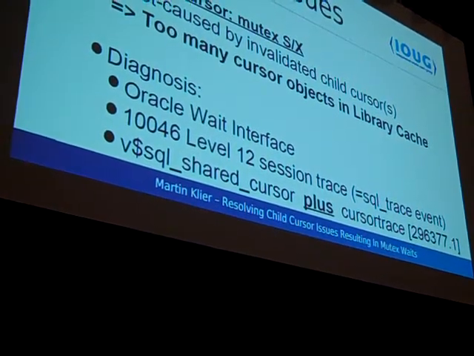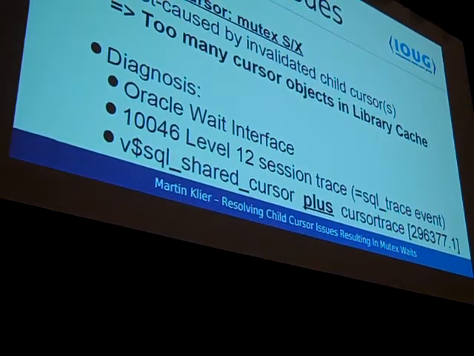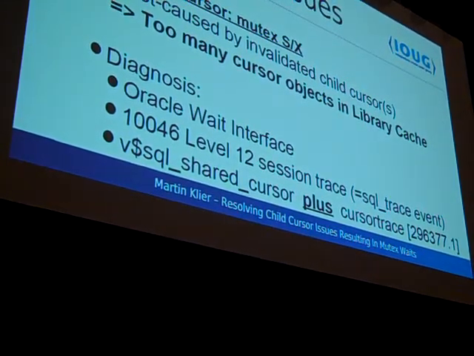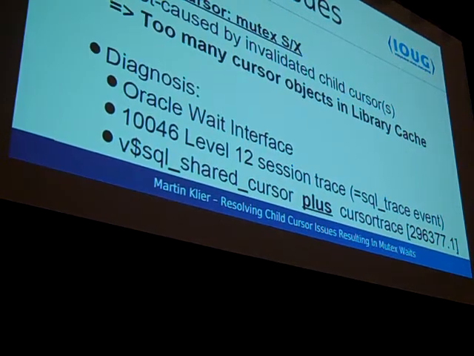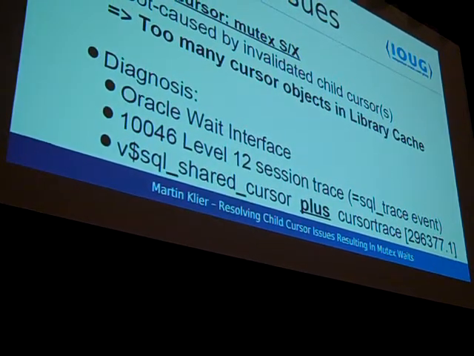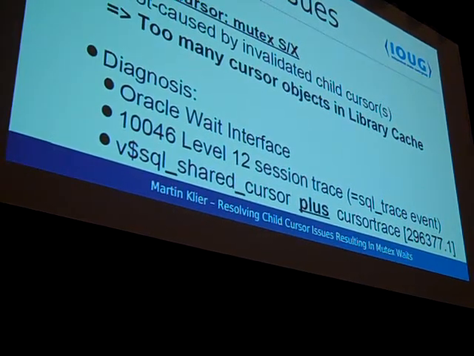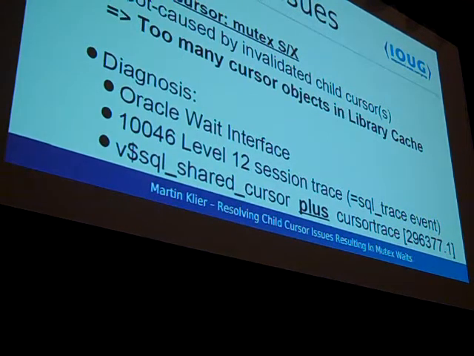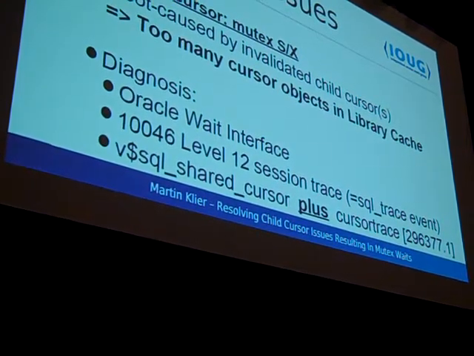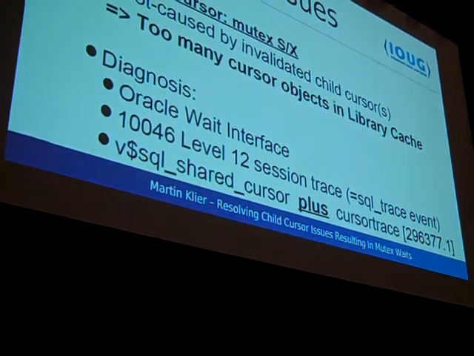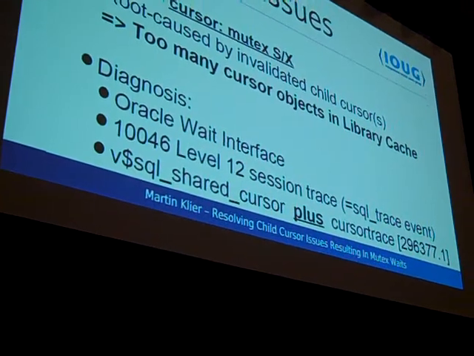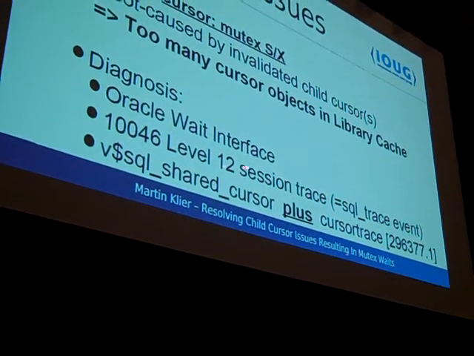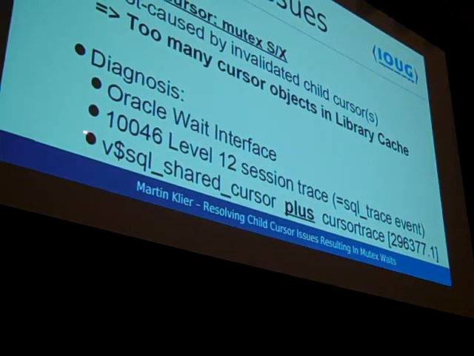To see more details, you will need to involve a 10046 trace level 12 to see bind variables, to see data types of bind variables. I will show you this in detail. And V$SQL_SHARED_CURSOR shows you the reason for the invalidation. Remember the 64 reasons why cursors are invalidated. This view gives you an impression where it comes from.